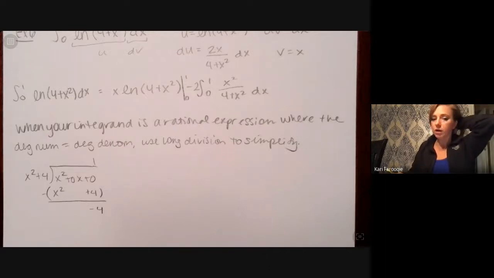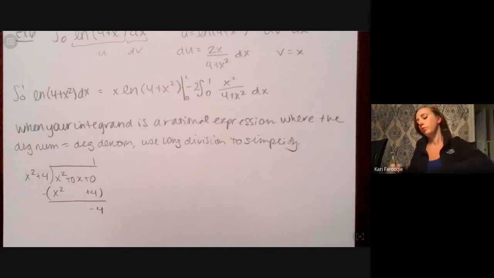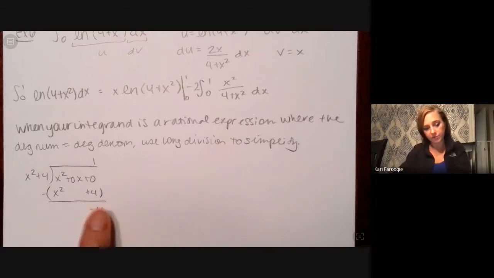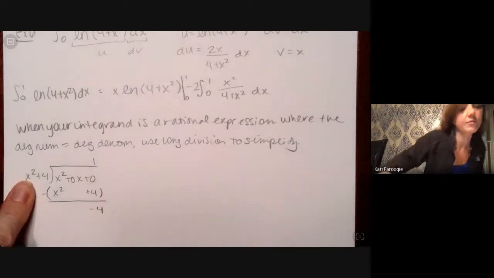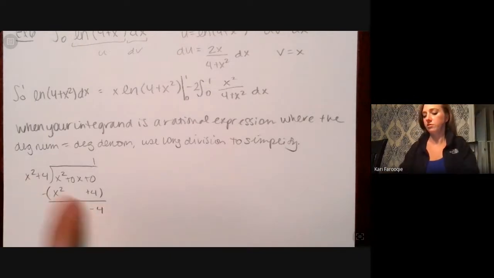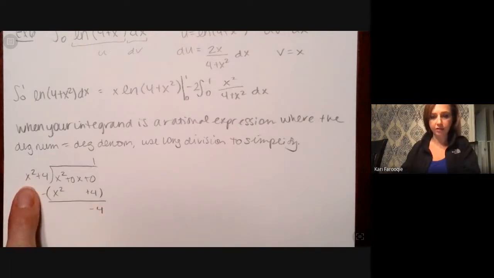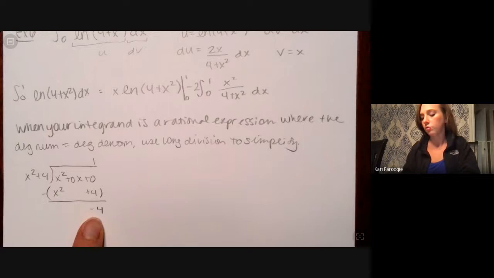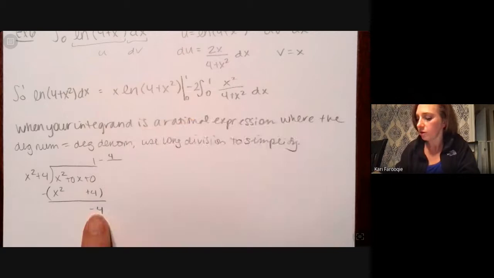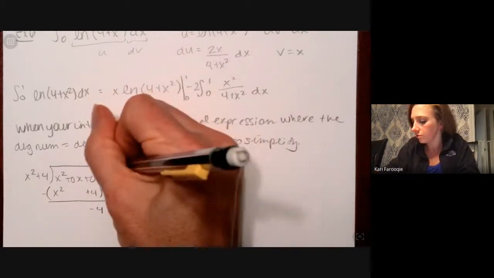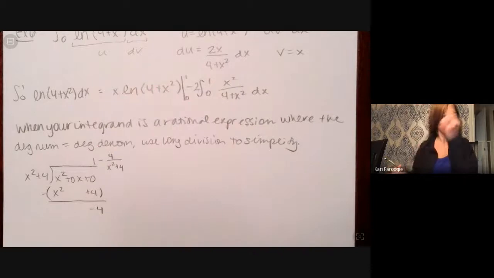Now you'll know you're done with your long division when the degree in your remainder is less than the degree in your divisor. If I take negative 4 and divide it by x squared, I'm going to end up with x's in the denominator. So I know I don't need to keep working on long division here. That's how I know I have a remainder. So I would say this is 1 minus 4, and then you're always writing your remainder over your divisor. So we have 1 minus 4 over x squared plus 4.